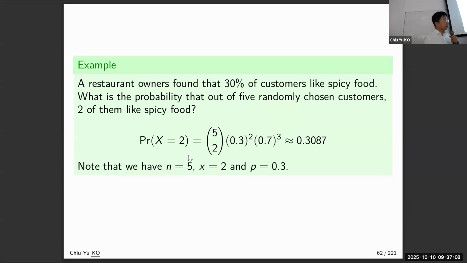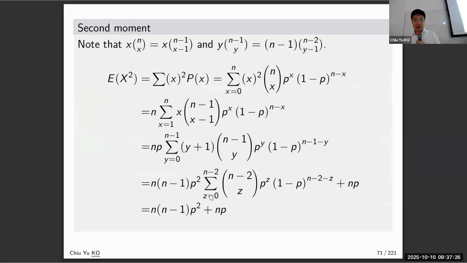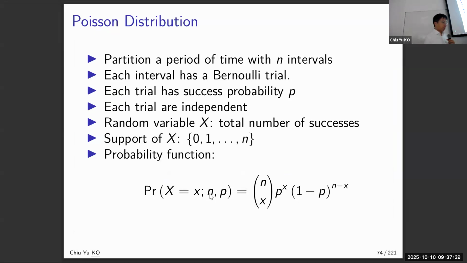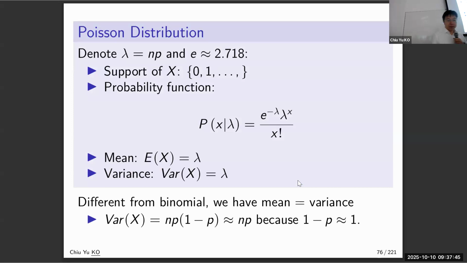An example of how to use it: consider that each customer has a 30% chance of wanting light spicy food, based on data. Then this is a good way to model it as a binomial. And if you consider the case where, given a period of time, how many people would come, then it will be a Poisson. The Poisson is just a case of the binomial when n is very large and p is very small. So we have this formula, and the mean and variance are the same.